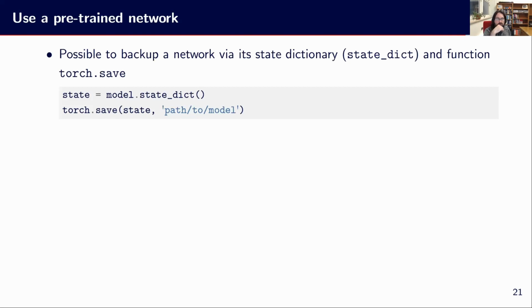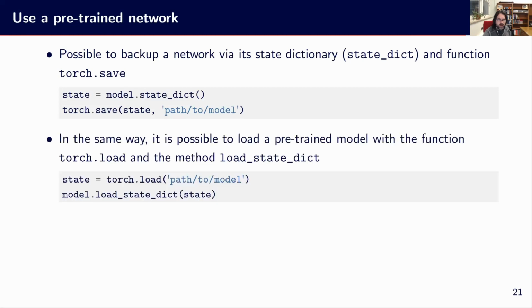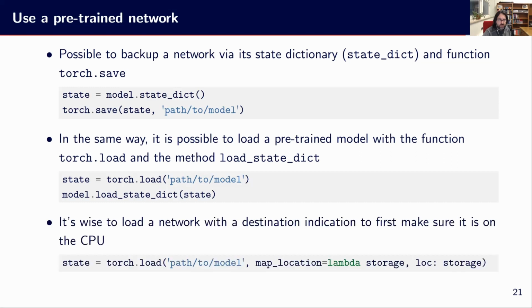It is possible to back up a network via a state dictionary with the function torch.save. With torch.save, we take the state, which is given by state_dict from a model, into a file. In the same way, we are able to reload it: we take back the state, load it from a file, and get it instantiated as a model. That's nice for using a predefined trained network, or even just doing checkpointing with our network.